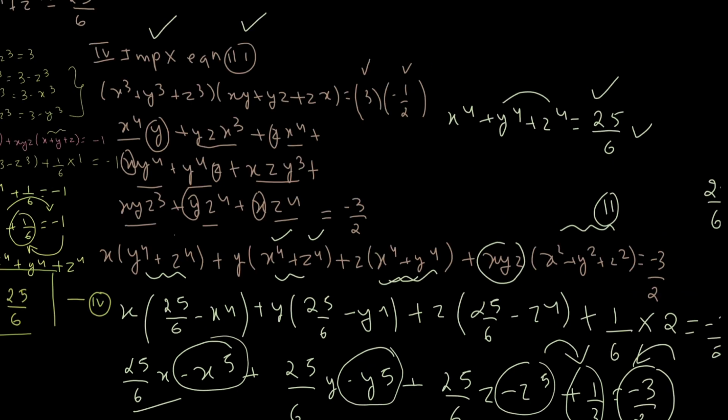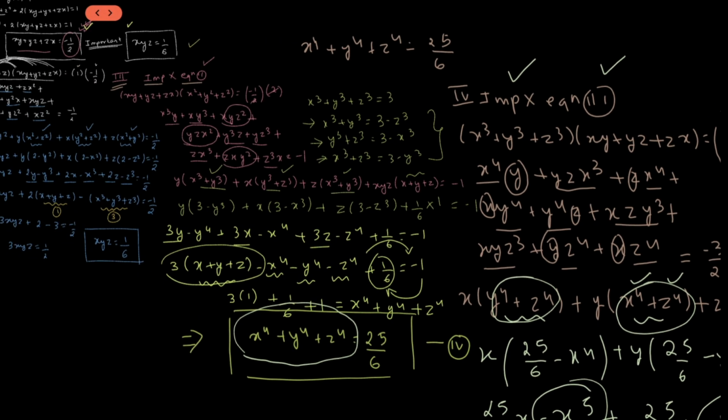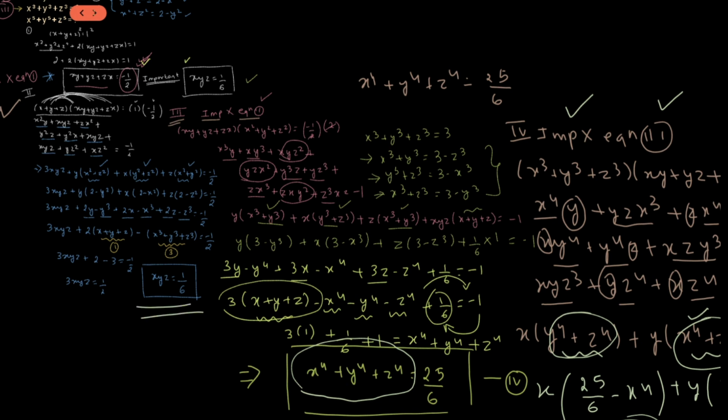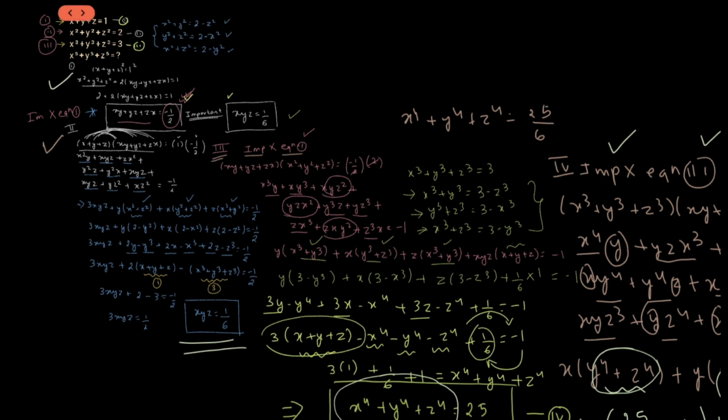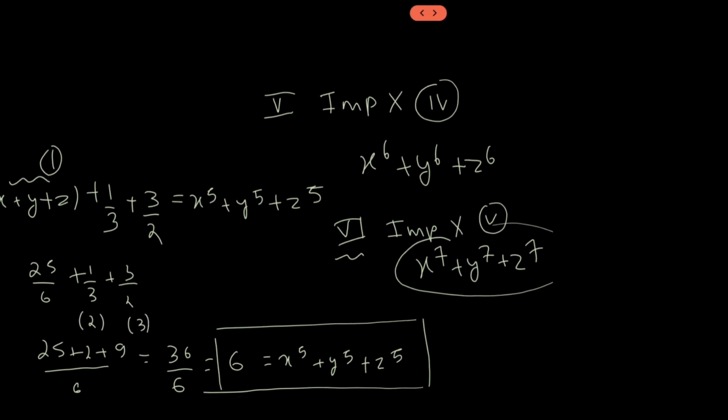Why? Because in this fourth step, we opened this particular bracket with the help of an equation, x^4 plus y^4 plus z^4, that we got in our third equation. Now in this third equation, we got the value for x^4 plus y^4 plus z^4 with the help of the equation for xyz, and that we got in our second step. And the value for xyz we got with the help of our first step. This means even if you have to get the value for x^7 plus y^7 plus z^7, you have to follow all these 6 steps.